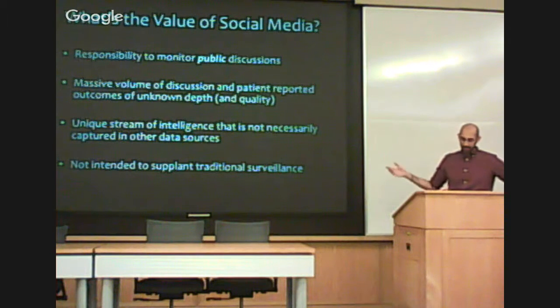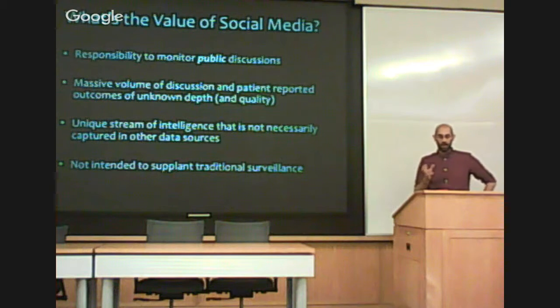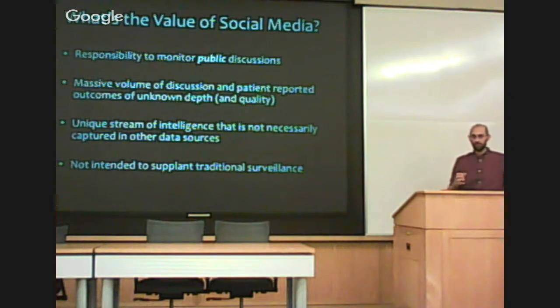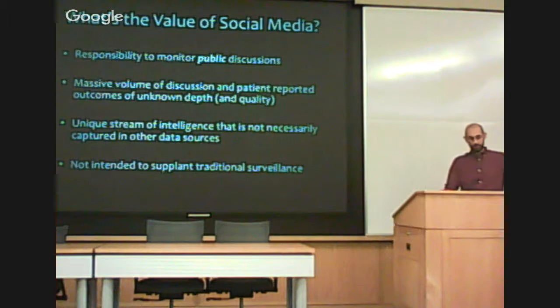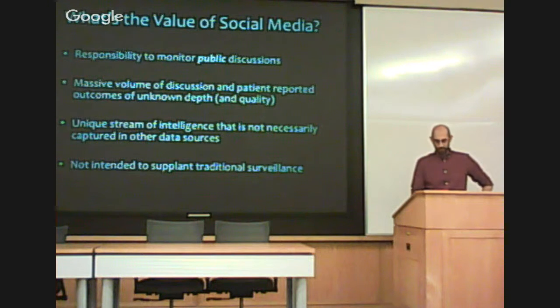I talked about this earlier, but our work and others have shown that there is a unique component to this data that's not captured in the traditional data sources, and it really speaks to the utility of this type of research. And of course, it probably shouldn't need to be said, but this should always be thought of as a supplement to traditional surveillance. It should not replace it. There's still room for both in this type of research.